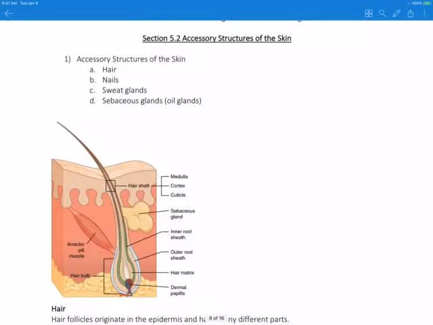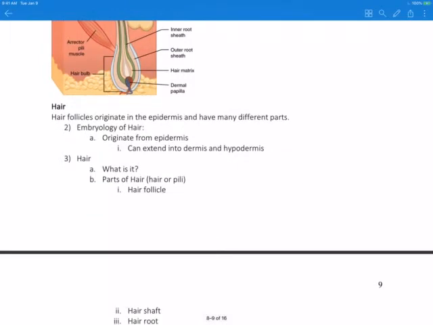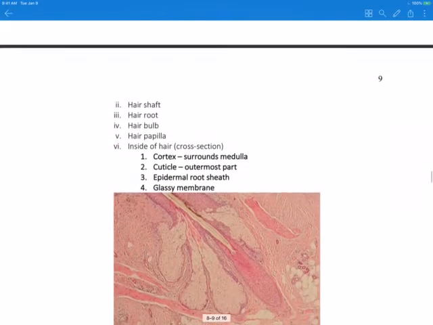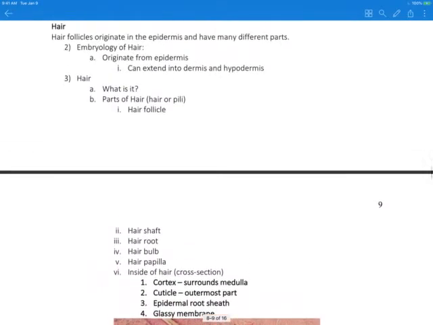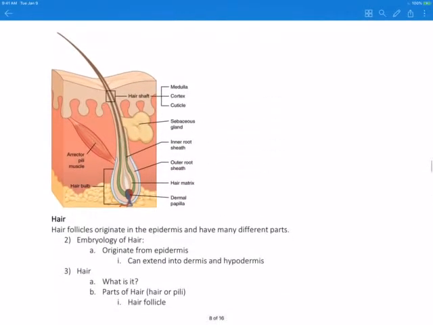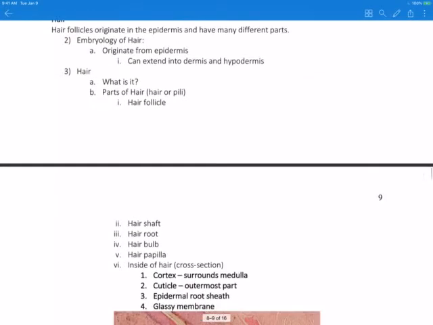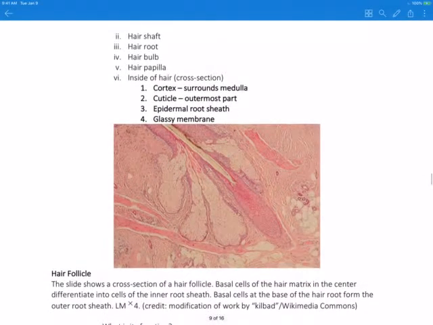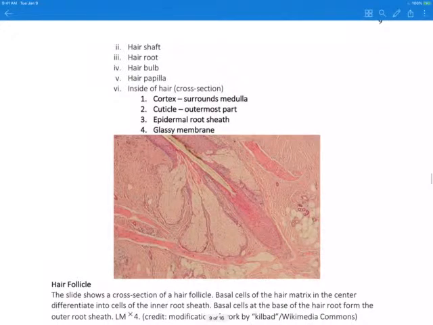However, there can be sensory receptors that are connected to the root of the hair, but the hair itself offers no sensation. So the different parts of the hair include the hair follicle, the hair shaft, the hair root, and the hair bulb.